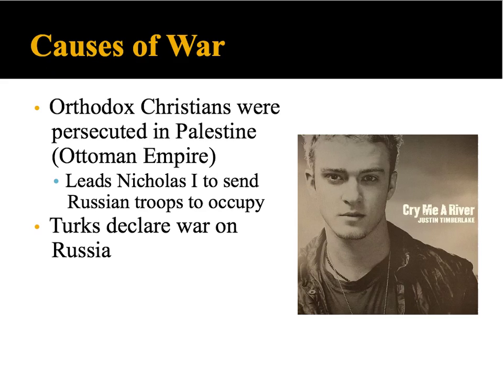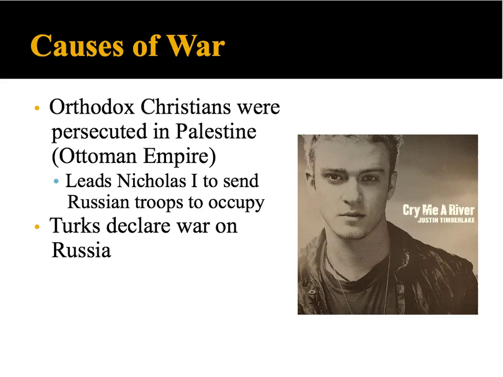So Nicholas I, who's our boy from the Decembrist Revolt, he's still the Tsar of Russia, and he's going to send Russian troops to occupy the area to protect the Christians. Well, the Turks, the Ottoman Empire, did not like the Russians sending their troops into their territory. I mean, I wouldn't either, likely. So the Turks declare war on Russia. Now we've got a war between the Russians and the Ottoman Empire.